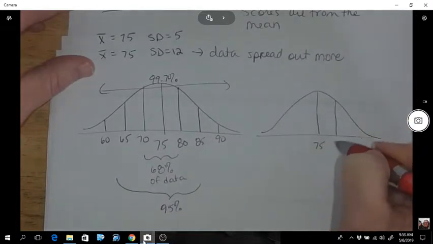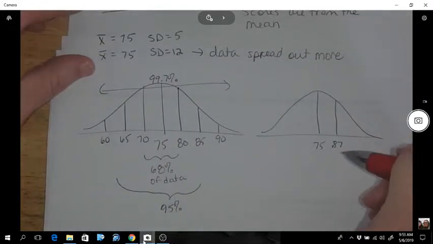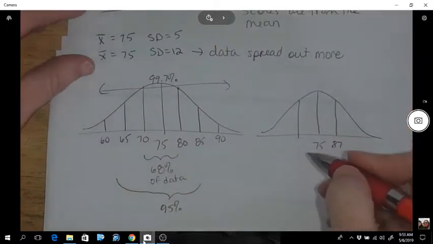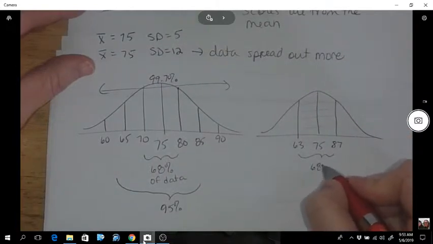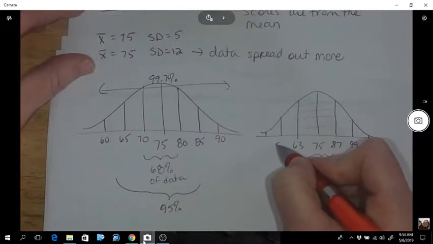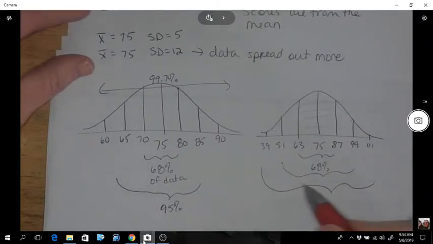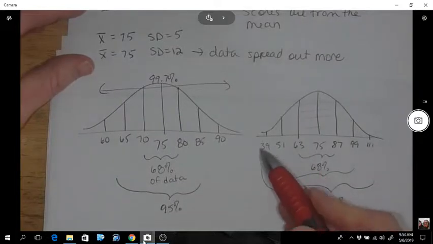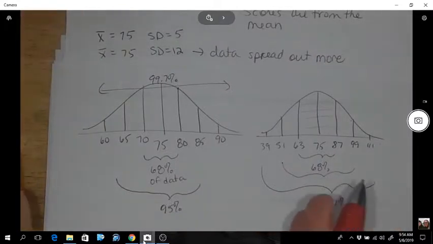Versus our other set, where we had a standard deviation of 12. 75 plus 12 is 87, and on the other side we have 63. So you can see that 68% of your data falls within a bigger range. If we keep going, we have 99, 111, 51, and 39. So you can see that 99.7% of the data falls between 39 and 111, compared to the other one, where they fell within a closer span of numbers.